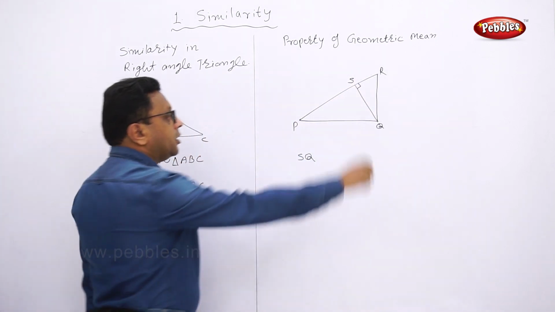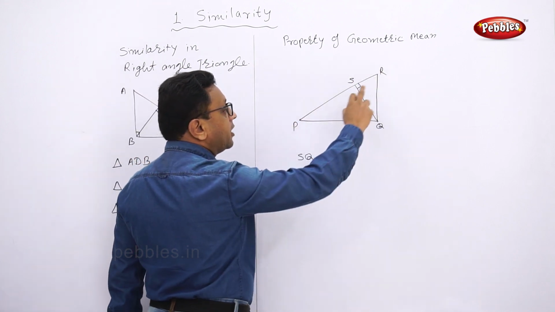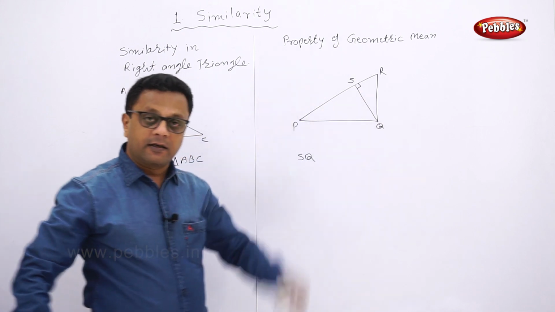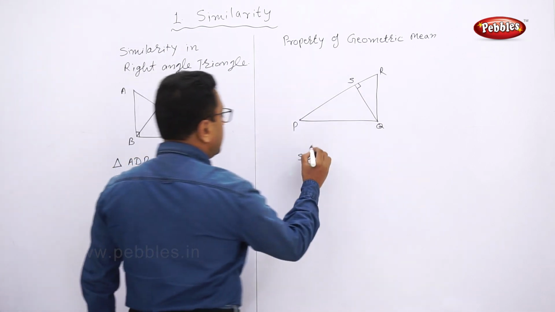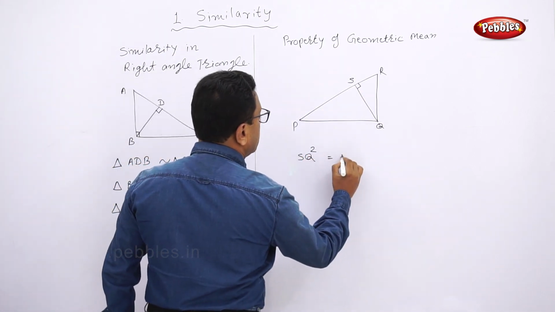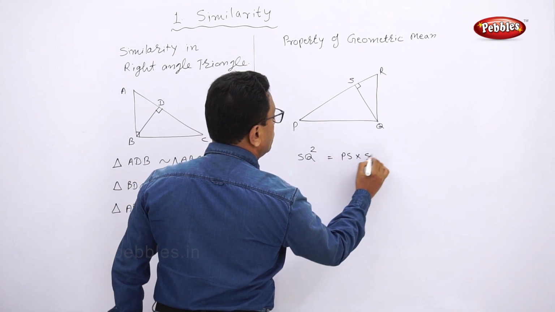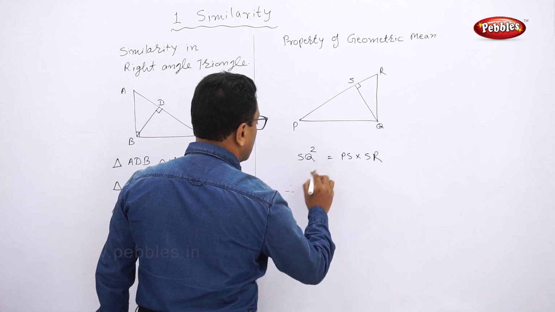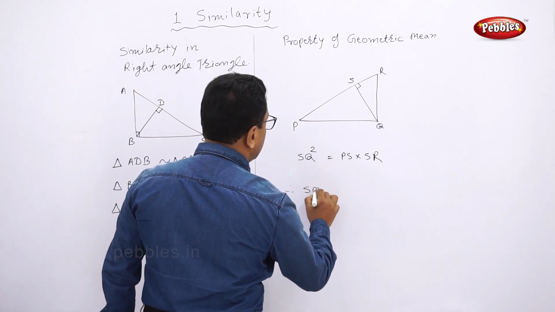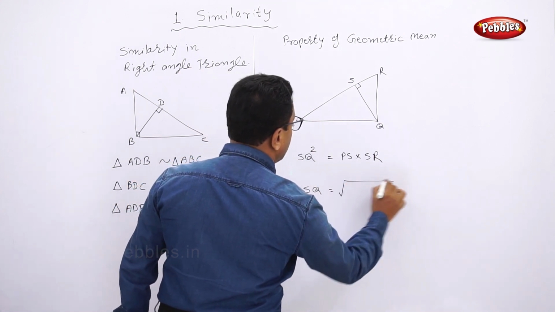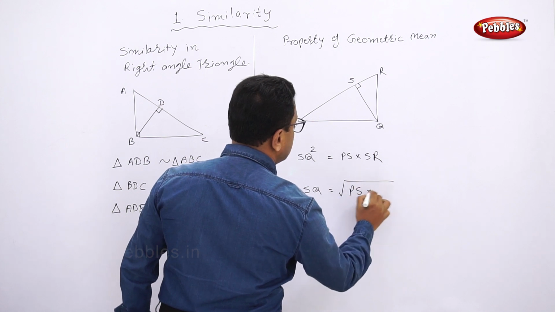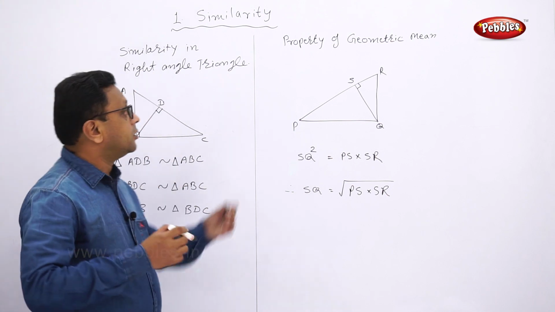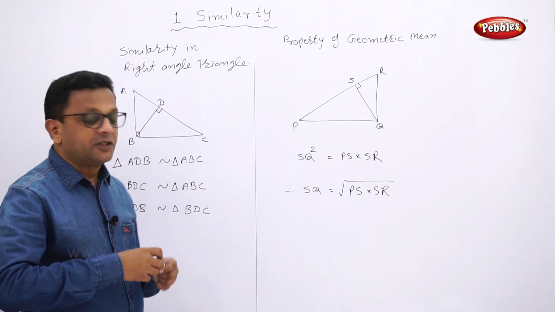That means this hypotenuse PR is now divided into two parts. One is the PS and then is the SR. So we can say that SQ square is equal to PS into SR, which is the geometric mean, and hence we can say that SQ is equal to under root of PS into SR. This is called as the property of geometric means.